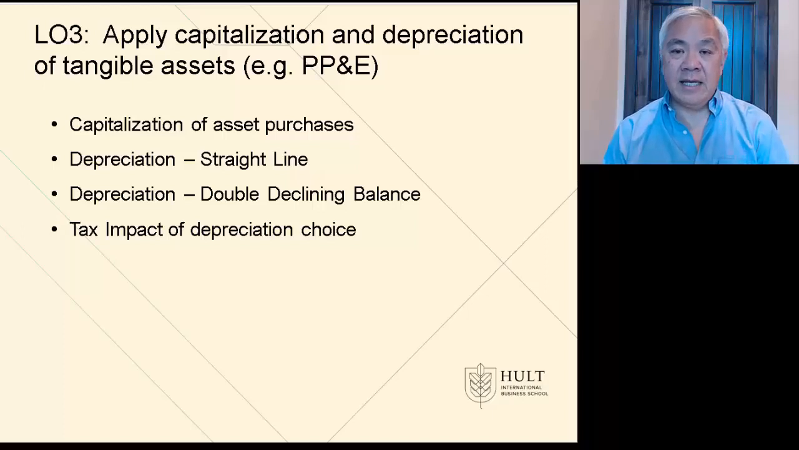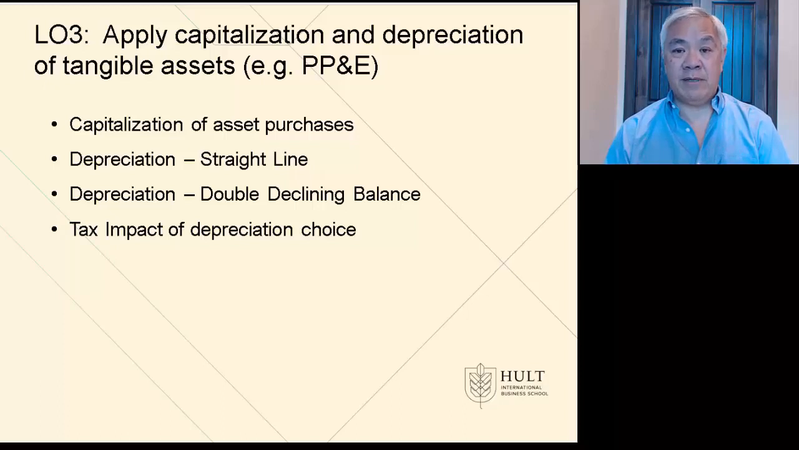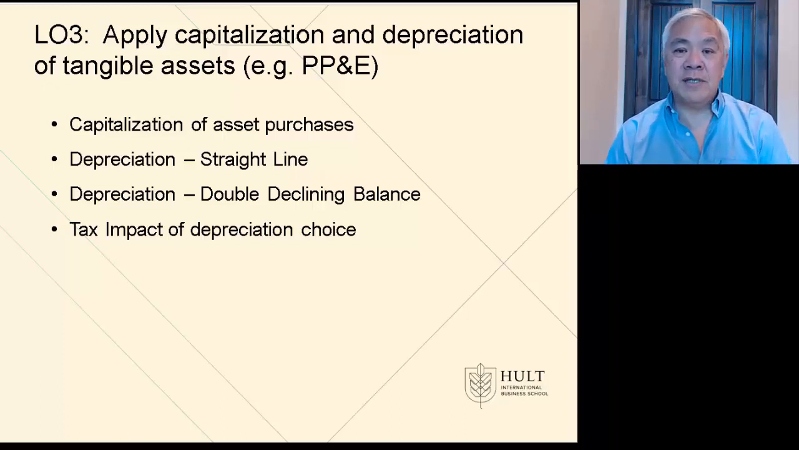Learning objective 3 is we're looking at capitalization and depreciation. Specifically, the example we use, by far the most common, is property, plant, and equipment. What we do is we buy a piece of equipment. Well, here we have an asset purchase, but it's now being used by the company. So we have to find a way to spread that cost over the period of time in which it benefits the company. That is called depreciation.